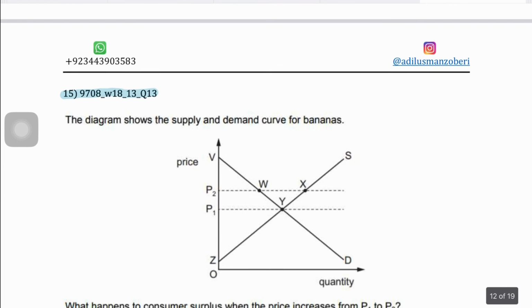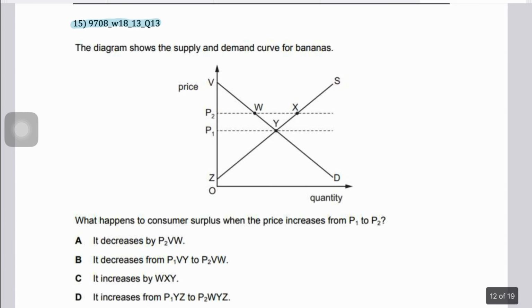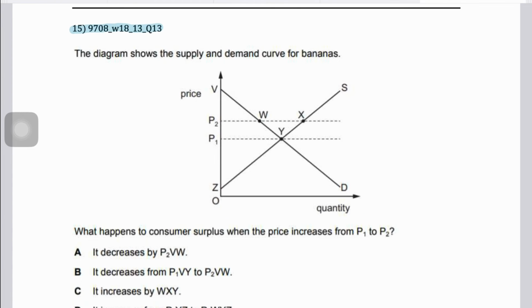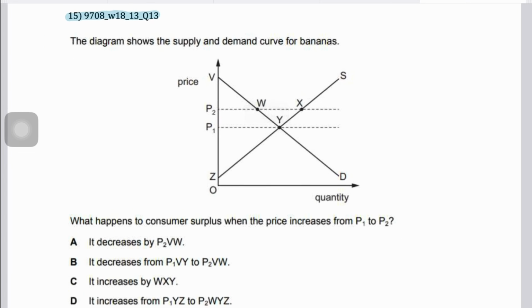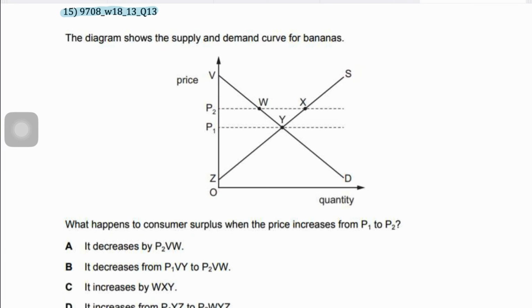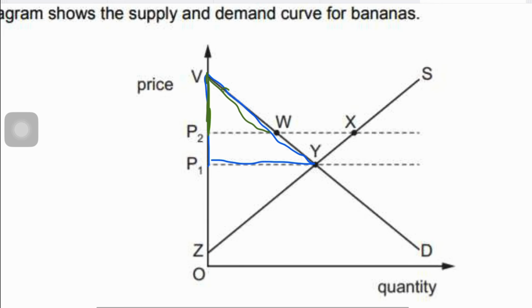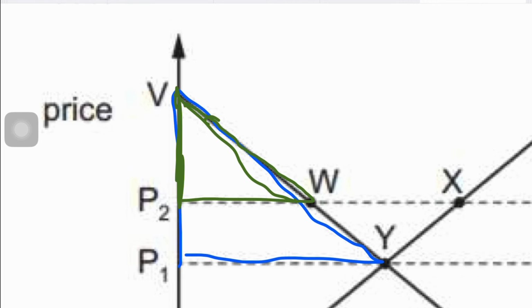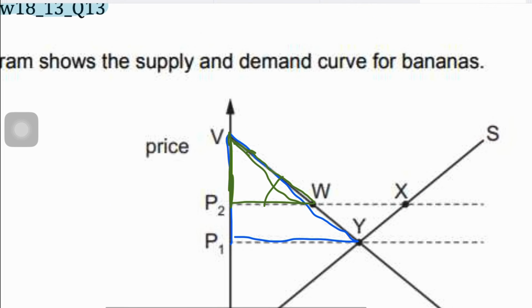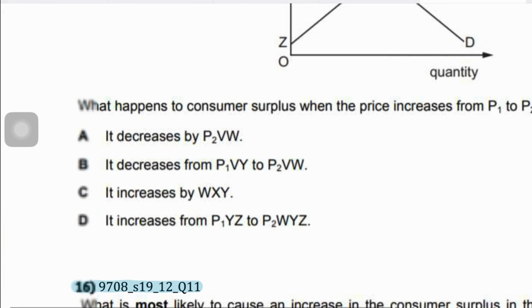Question 15 says the diagram shows the supply and demand for bananas. What happens to consumer surplus when the price increases from P1 to P2? So the consumer surplus should fall, and it decreases from P1VY, which was your initial consumer surplus, to P2VW. So now this small green triangle is your consumer surplus. It's basically falling by this shaded region. Simple question. So the answer should be B.